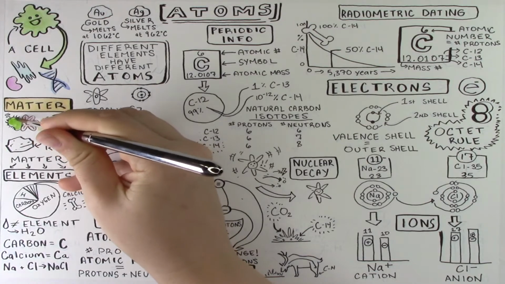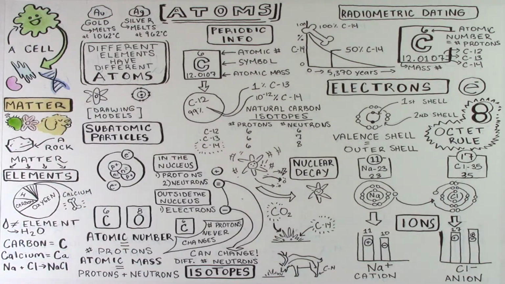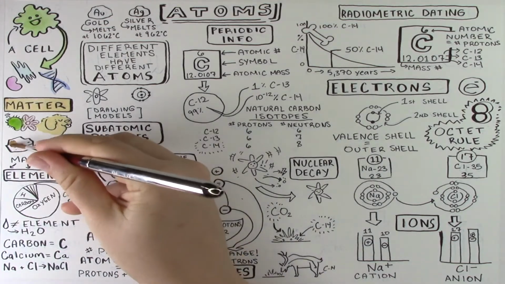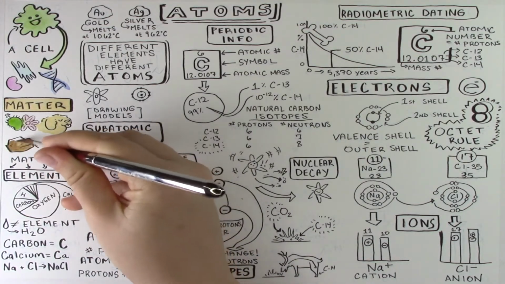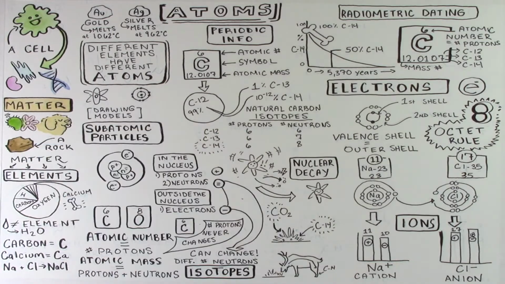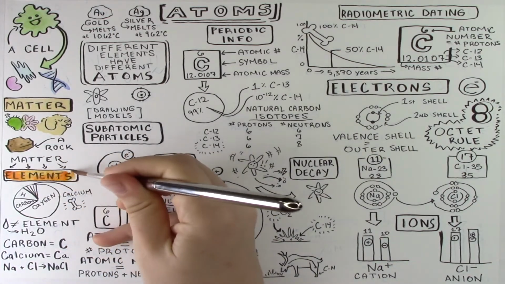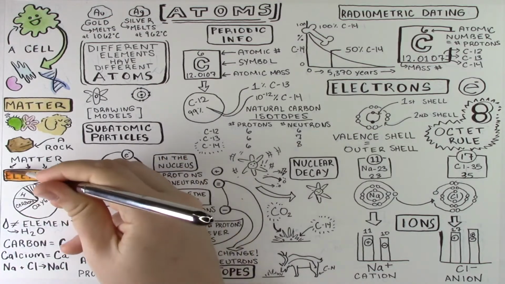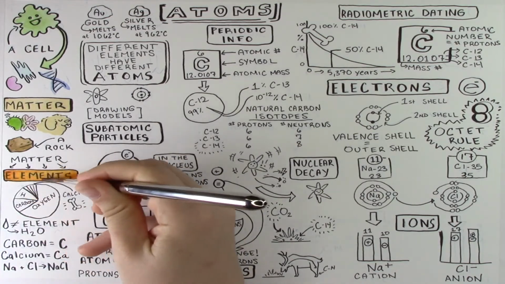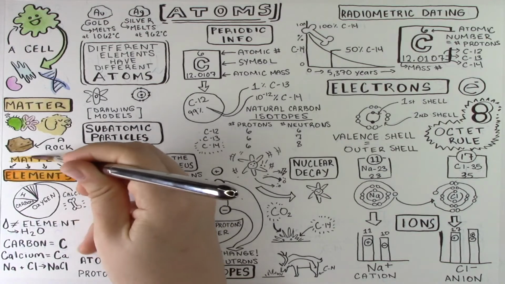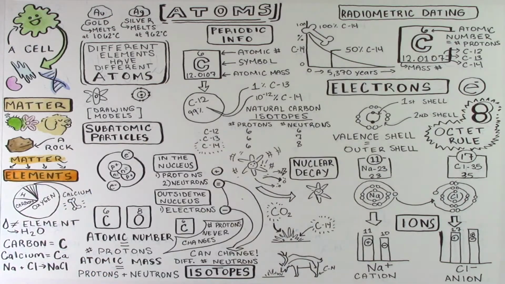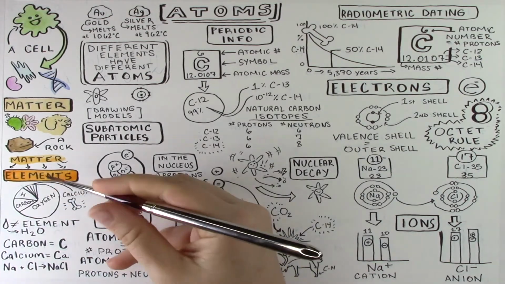My point is that everything that occupies space and has mass is made up of matter. Both living organisms and obviously non-living things like rocks are made up of matter. Matter can be organized into elements, basic substances that can't be broken down by natural means. You're probably familiar with some elements like oxygen, carbon, and hydrogen. These are actually the three most abundant elements that make up your body.